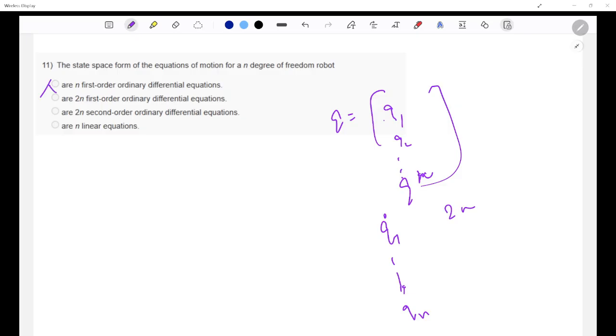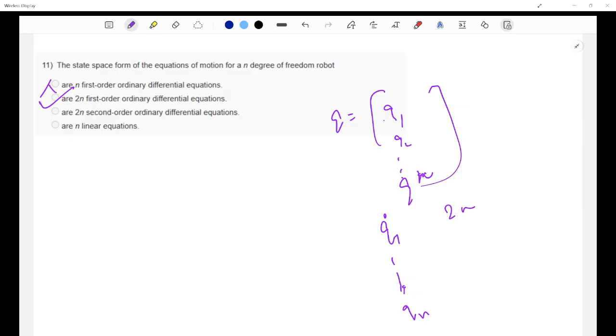It is incorrect because there are 2n state variables. Each joint contributes the position and velocity both. So we need 2n. Okay. And the second option is 2n first order ordinary differential equation because each joint contributes 1 position state, 1 velocity state. Thus total state is 2n. Okay. So this is correct.